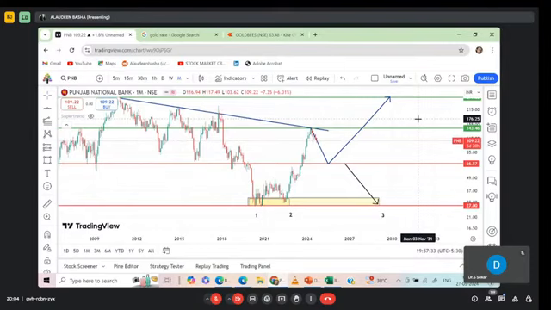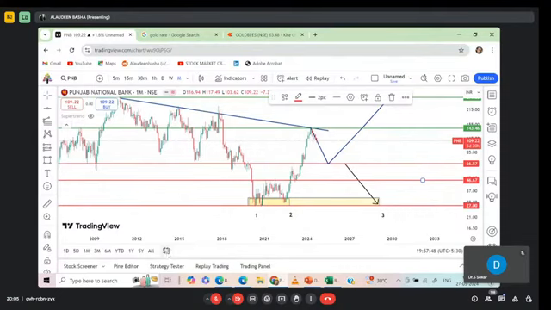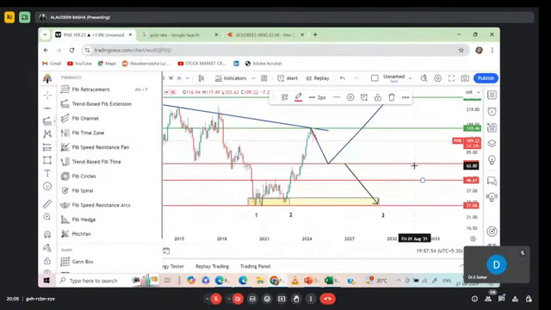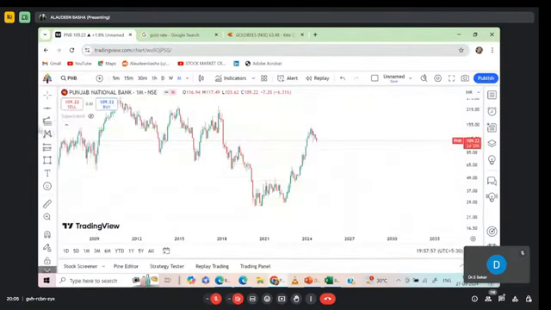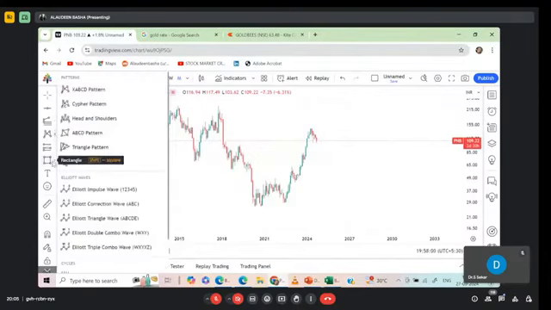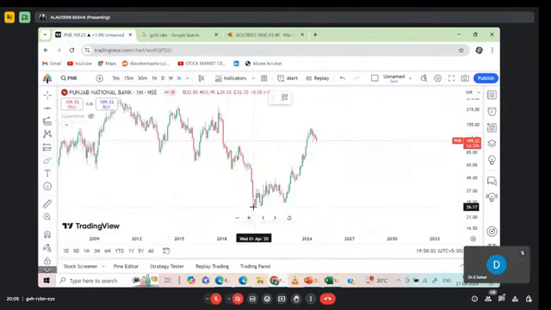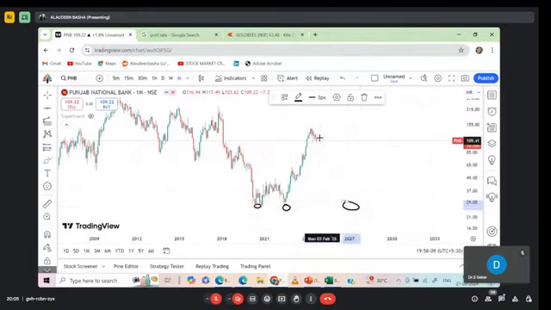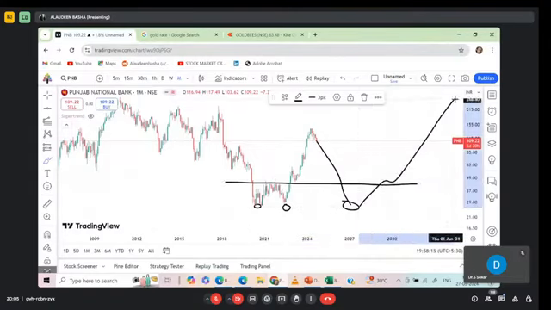Sir, if it is a triple bottom, which one is the neckline, sir? This one is the neckline. Okay, sir. Same neckline. The neckline never changes. I will show you, just a minute. Let me clear this diagram. Yes, this is the first bottom, this is the second bottom. In case it comes to a third bottom, like here, this is the neckline. Once it breaks, the market will move very fast. Okay.